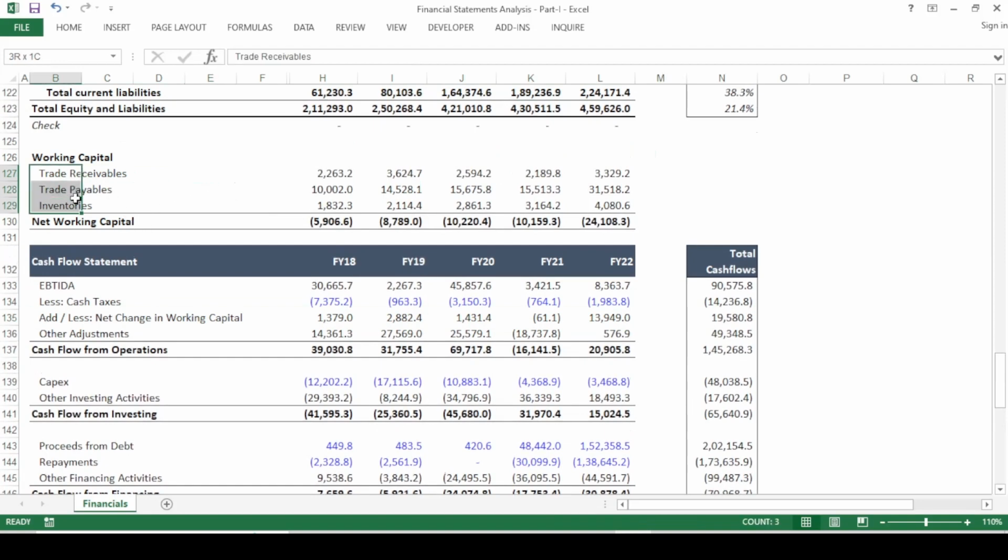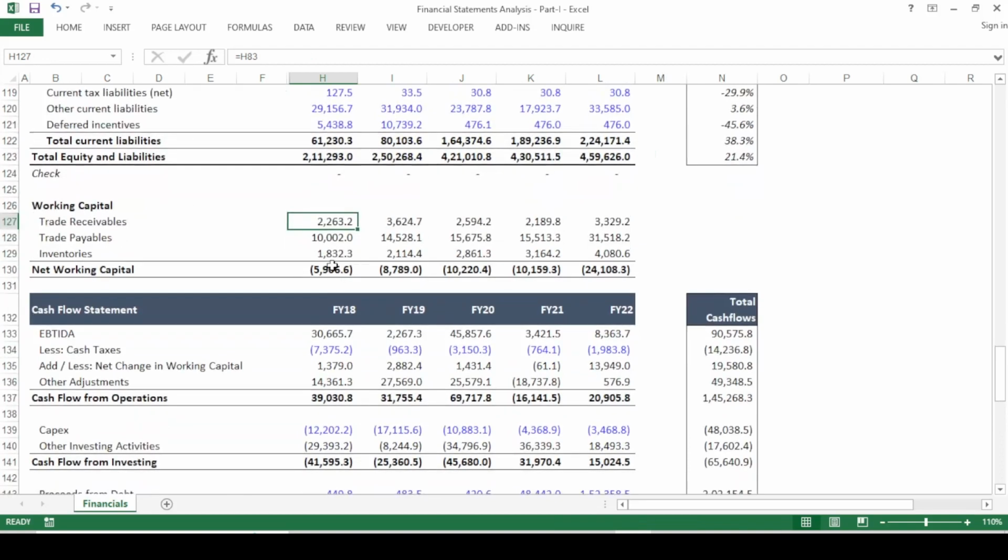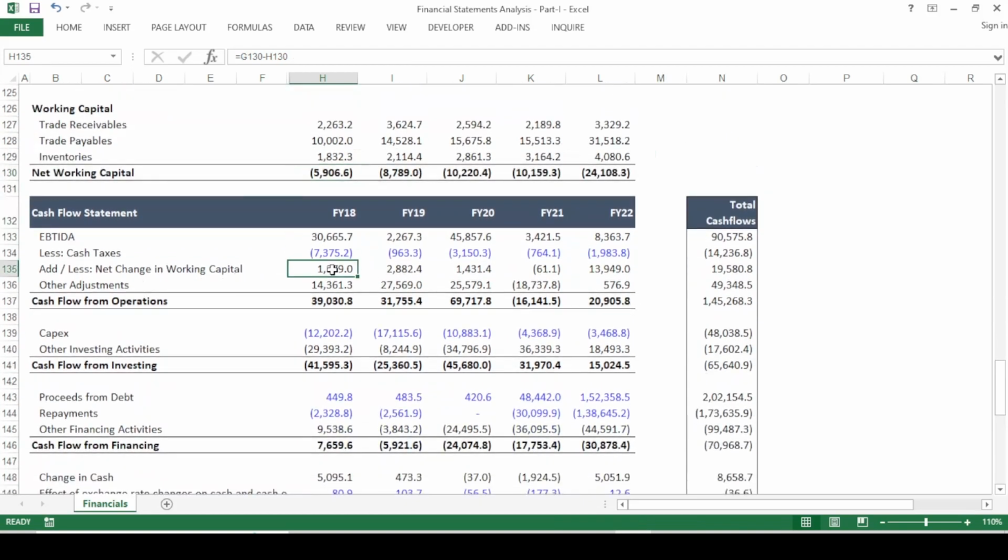Now I've defined these three items here in the working capital, and I've linked those above on the balance sheet. Then we can find the net working capital, which is nothing but the receivables plus the inventories less payables. In this way, we get the net working capital for each period. Now for the change in net working capital, we're going to subtract the current year value from the previous year value. So this is going to denote either an increase or a decrease in the cash, and on the basis of that, the sign is depicted here.